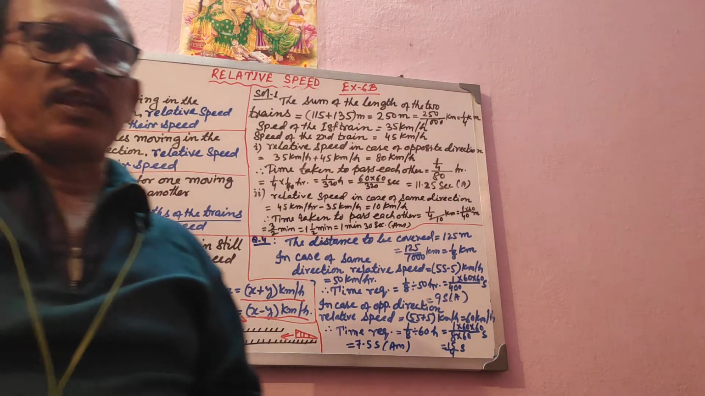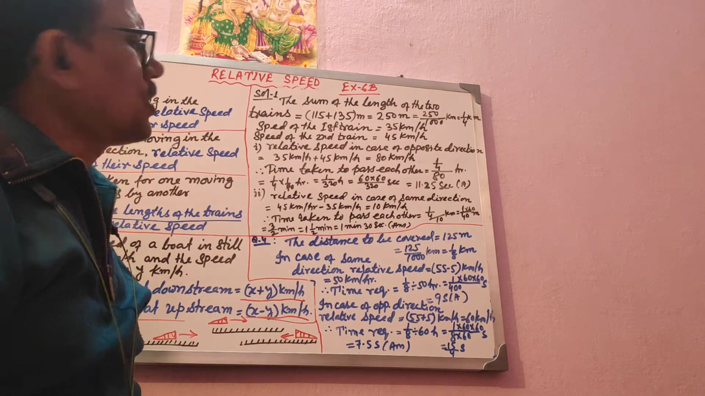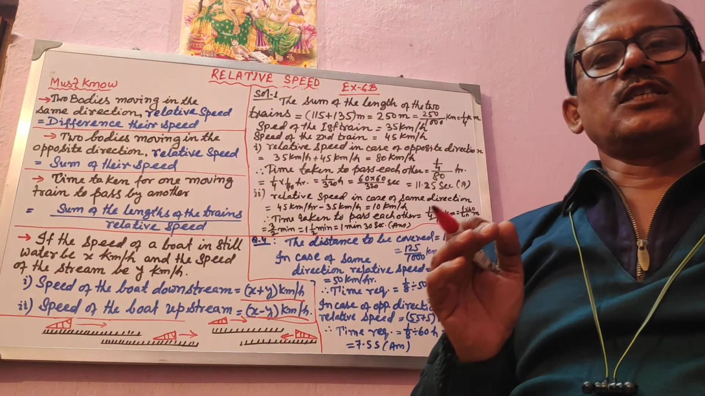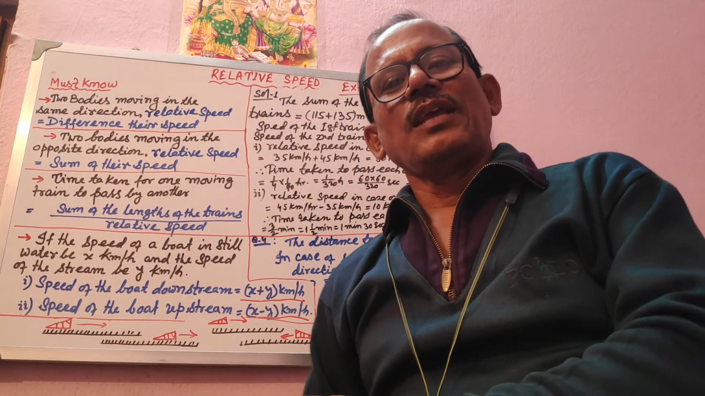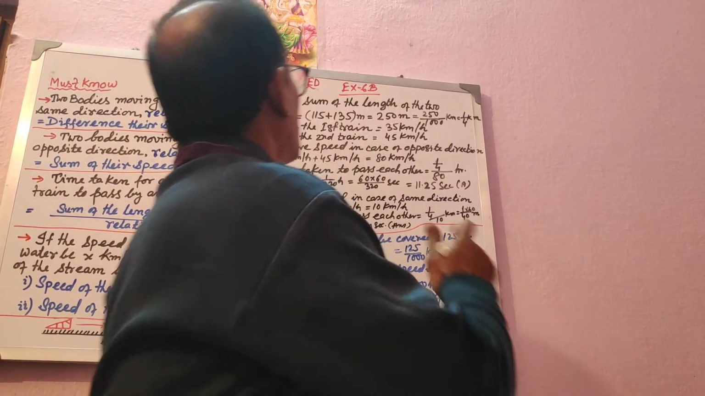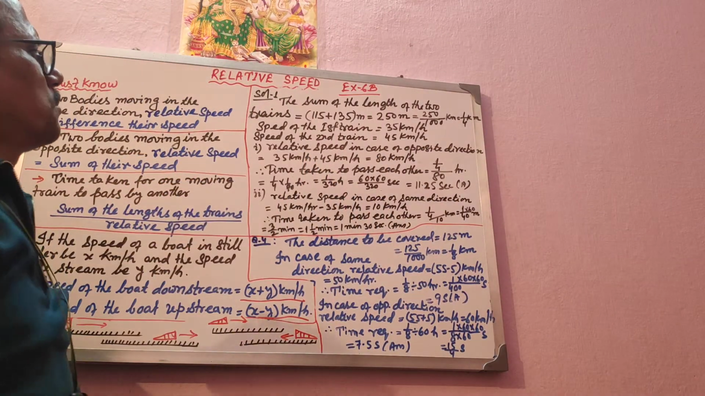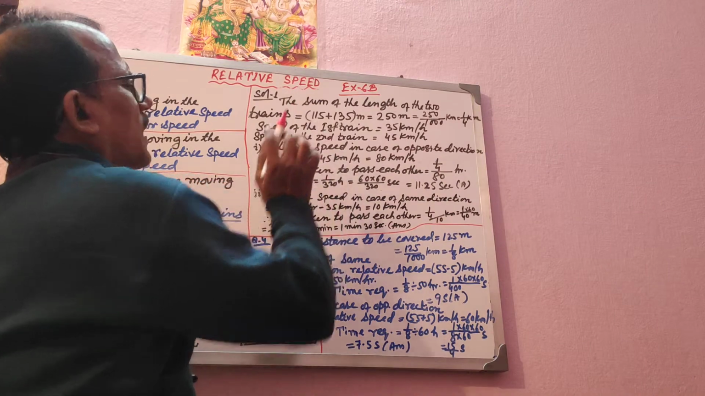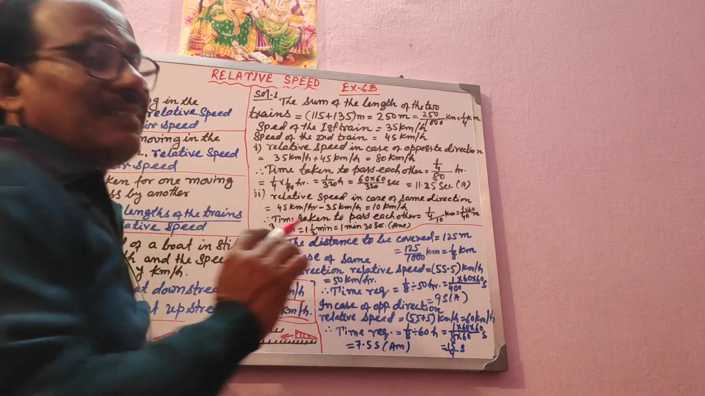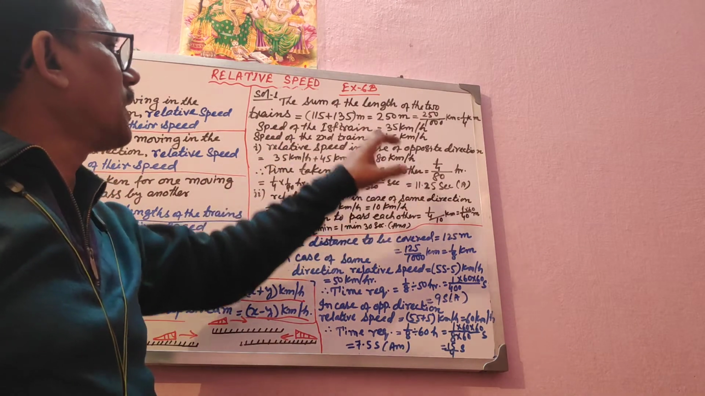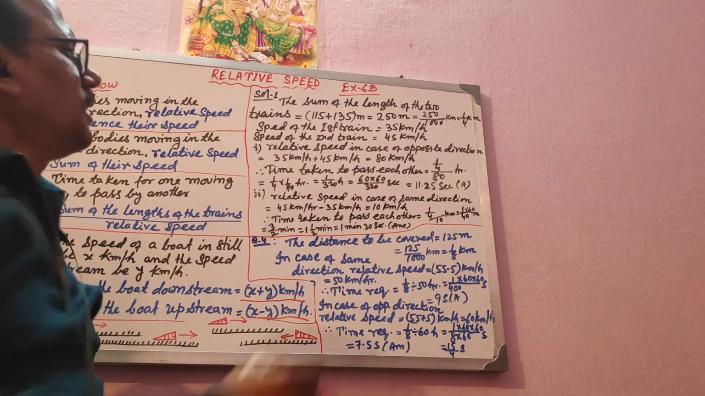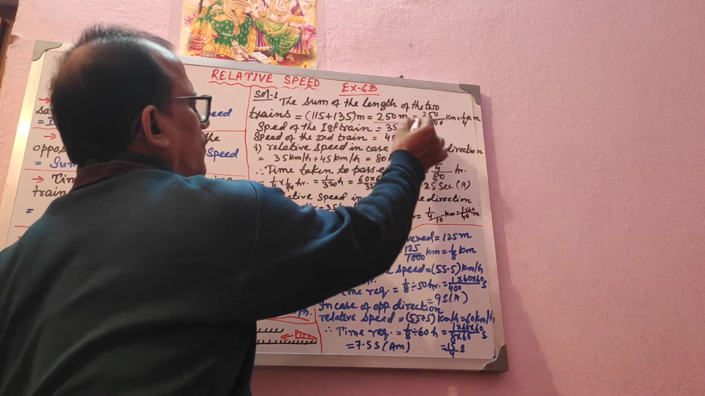Now we move on to exercise 6b. I have taken question number 1 itself because I have to make it clear about the relative speed for the same direction and accordingly for the opposite direction also. The lengths of the two trains are given to you. One train is 115 meter, another train is 135 meter. So what will be the sum of the lengths? Definitely the addition of these two, it will be 250 meter.